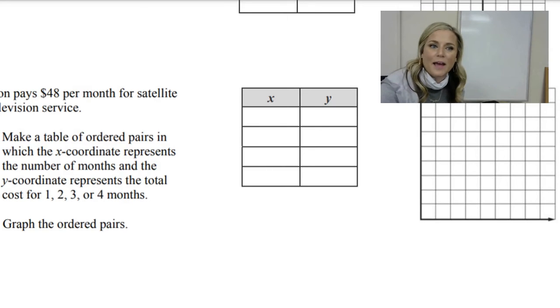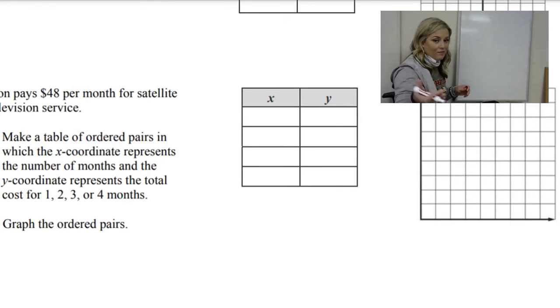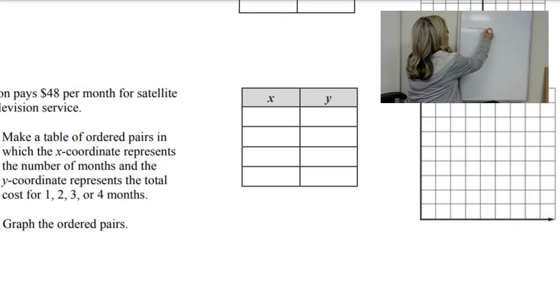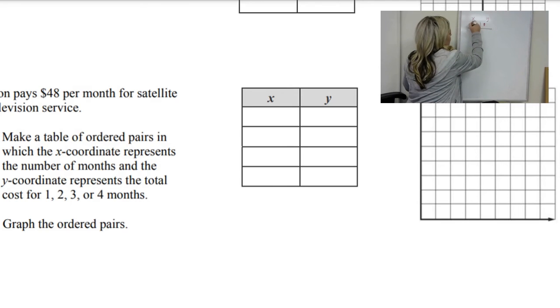Okay, so Alton pays $48 per month for satellite television service. Make a table of ordered pairs in which the x-coordinate represents the number of months and the y-coordinate represents the total cost for months 1, 2, 3, and 4. And then graph it. But I can't graph on this, as you can see. Okay, so we have x's and y's. All right, so it's $48 a month, so it's cost in months, right?